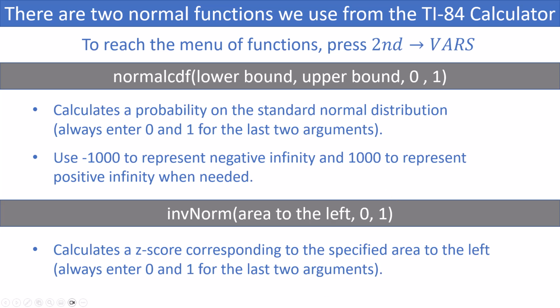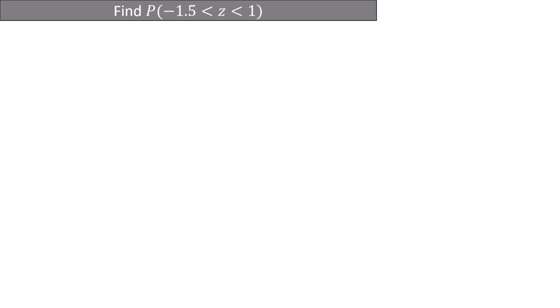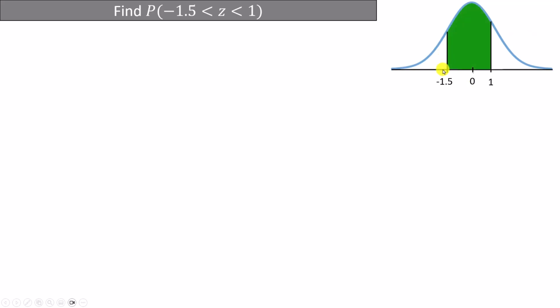Let's look at a few examples. Let's say we want to find the probability that we sample a z-score between negative 1.5 and 1. This is sort of like asking, what is the chance that we sample a value from a normal distribution that is between 1.5 standard deviations below the mean all the way up to 1 standard deviation above the mean? The best way to visualize this is to draw a picture. We know that on the standard normal z distribution, we have 0 right down the middle. Negative 1.5 is somewhere to the left, and 1 is somewhere to the right. We are trying to find the area between negative 1.5 and 1, which represents the probability of sampling a value between negative 1.5 and 1.